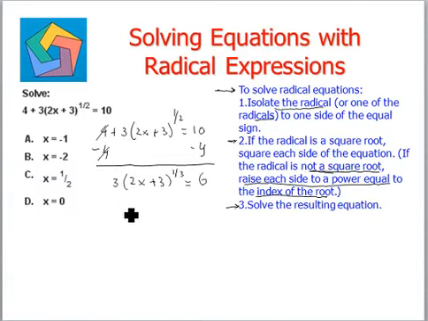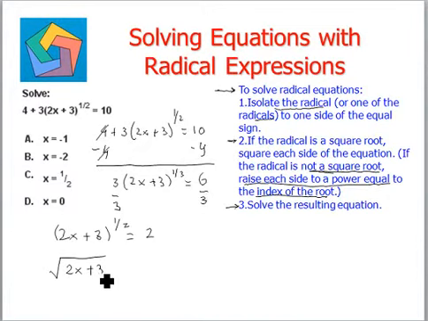Now we divide by 3 on both sides. To finally isolate the radical, we have (2x plus 3) raised to the power 1 half equals 6 divided by 3, which is 2. Now when the power is 1 half, that means this is the square root of 2x plus 3 equals 2. Now the second step is, if the radical is a square root, square each side.